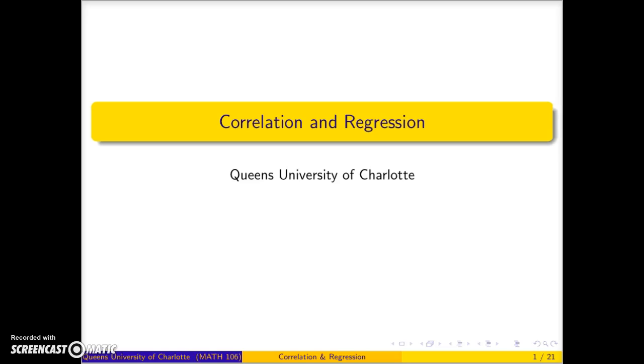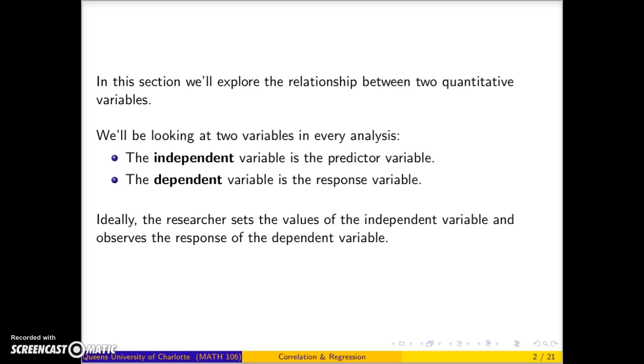Hi all, this is the lecture on correlation and regression. These two tools allow us to look at the relationship between two numeric variables. So every analysis will have an independent variable as well as a dependent variable. The independent variable is what we use to predict, which is x, and the dependent variable is the predicted value, which is y. In an ideal situation, the researcher would set the values of the independent variable and then observe the response of the dependent variable.